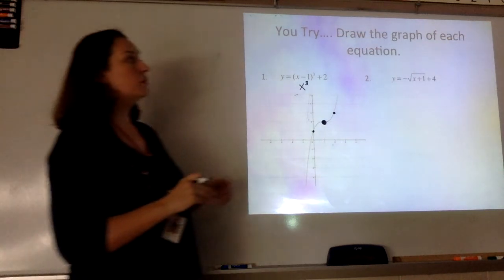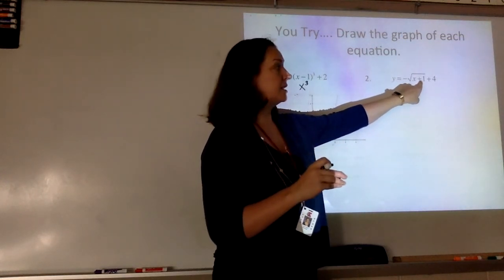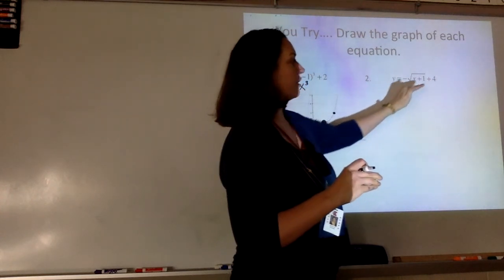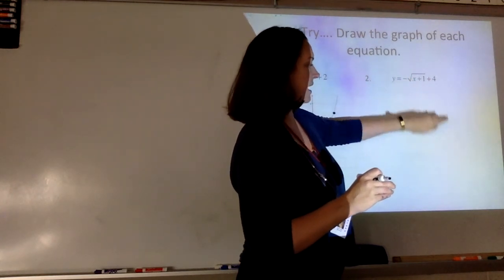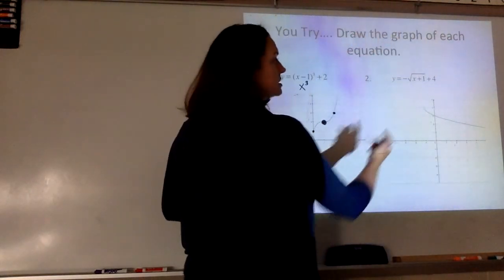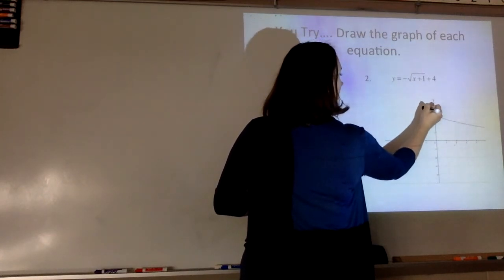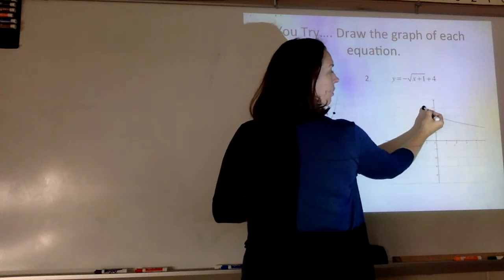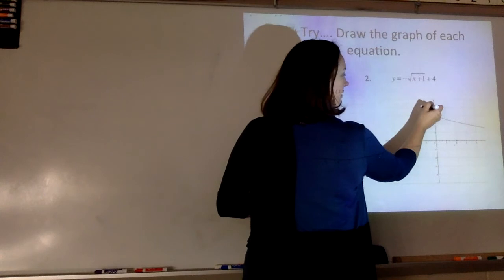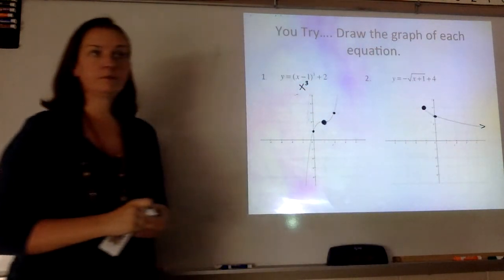In number 2, I want to recognize I should have the swoosh of square root, shifted left 1, up 4, but the square root function isn't going to curve up. The negative is going to make it curve downward. So I go left 1, up 4. Here's my key starting point. Normally I would go right 1, up 1, but the negative out front causes that flip down, and then I can draw the sketch of my graph swooshing downward from the starting point.